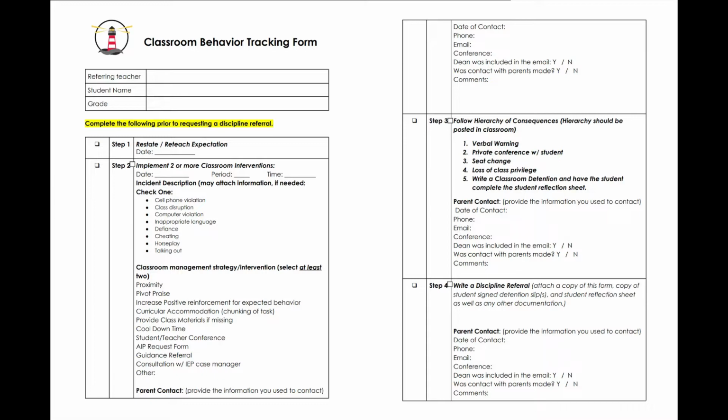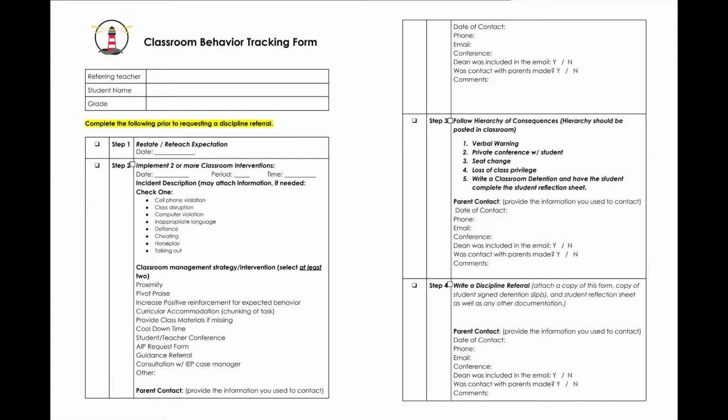So, maybe I'm in class and I'm talking to my neighbor too much when I'm supposed to be paying attention, and the teacher just says, "Hey, Miss Pearson, remember that we're working on this. I need you to not be talking right now." Okay, so restating the expectation is the first step. If after restating the expectation, the behavior continues, we'll move to a classroom intervention.